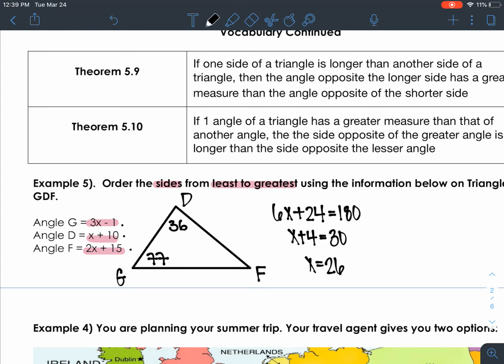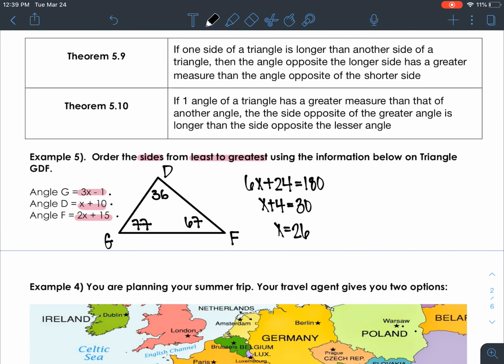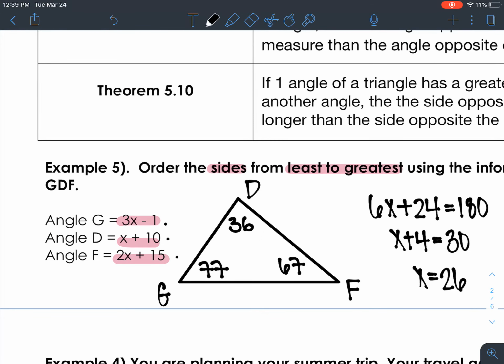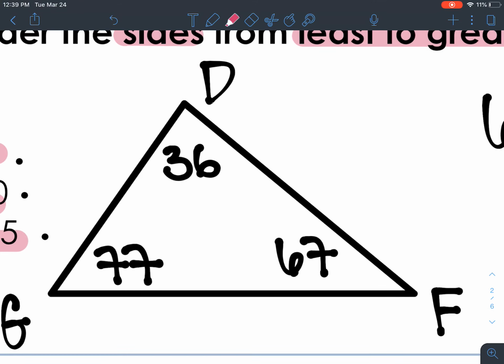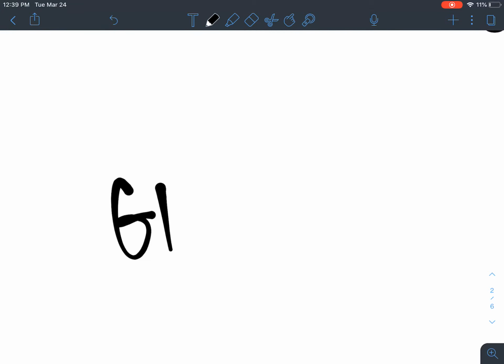And then for the last one, I'm going to do 2 times 26 plus 15, and that's going to give me 67. Okay. So now we are ready to order the sides from least to greatest. To order the sides, I'm actually looking at my angles. If I'm going least to greatest, I want to identify my smallest angle, which is angle D, which is the 36. And you go opposite of that, which means that GF has to be my smallest side.